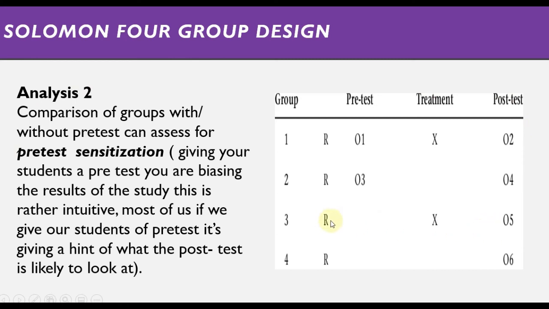Okay, for example, we have no pretest and no post-test. Then we compare one where we add a treatment and then add a post-test. Okay? So, with a student pretest, you are biasing the results of the study. This is rather intuitive. Most of us give our students a pretest. It's giving a hint of what the post-test is likely to look at.